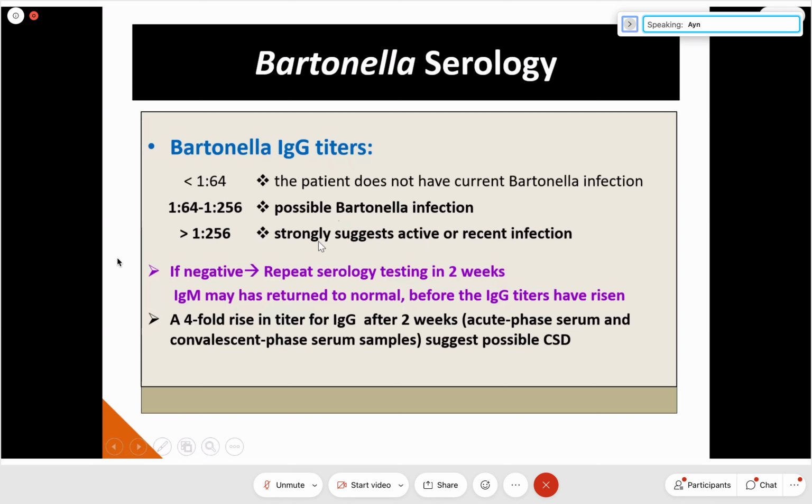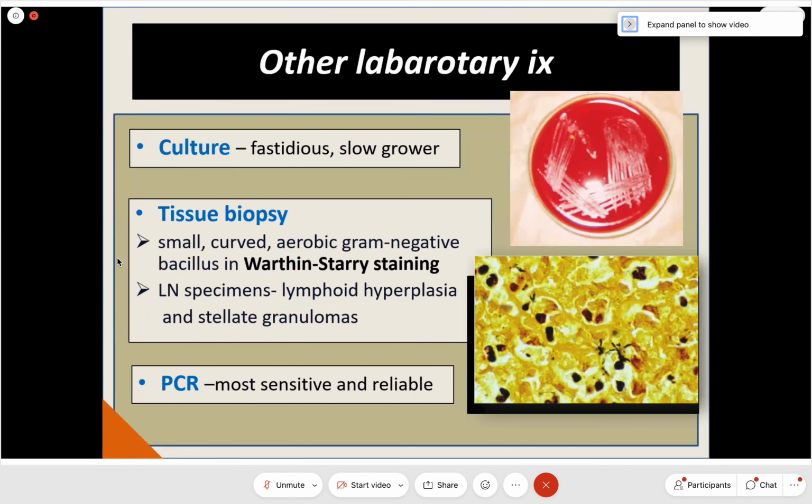Sometimes it could be negative also because probably when we check the blood, the IgM has returned to normal before the IgG titers have risen. So what you can do is repeat the IgG titers after 2 weeks, in which a four-fold rise in titer of IgG may suggest active or recent cat scratch disease. For Bartonella or cat scratch disease infection, other than serology, culture is rarely successful because this organism is a fastidious, slow-growing organism.